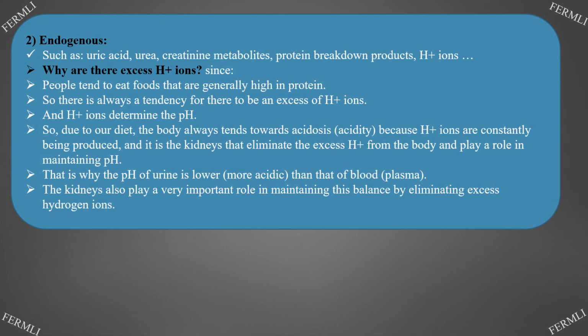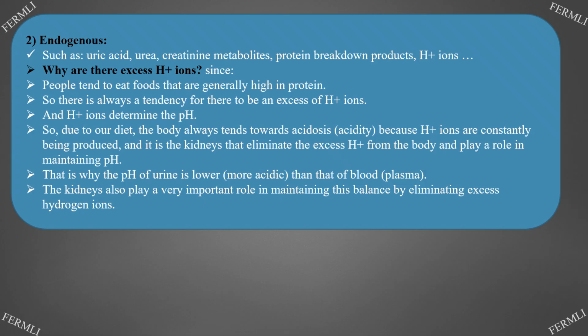Or endogenous, such as uric acid, urea, creatinine metabolites, protein breakdown products, H+ ions. Why are there excess H+ ions? Since people tend to eat foods that are generally high in protein, so there is always a tendency for there to be an excess of H+ ions.